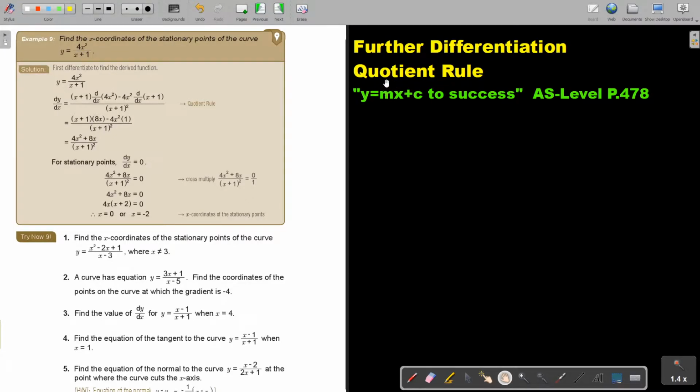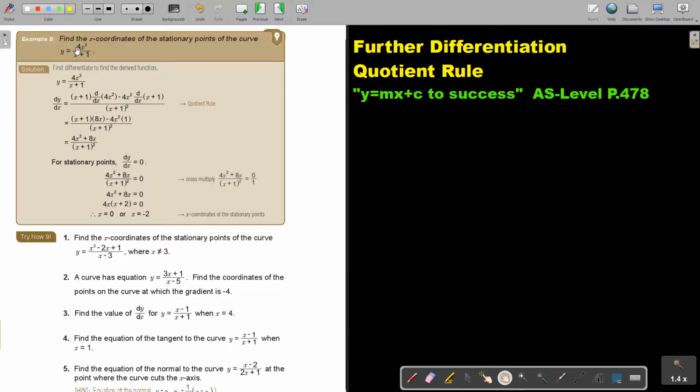In this video, we are going to continue with the quotient rule. You will find this on page 478 in the Namibian AS-Level Mathematics textbook, y equals mx plus c to success. We are going to look at a more practical example, application. Find the x-coordinates of the stationary points of the curve this.